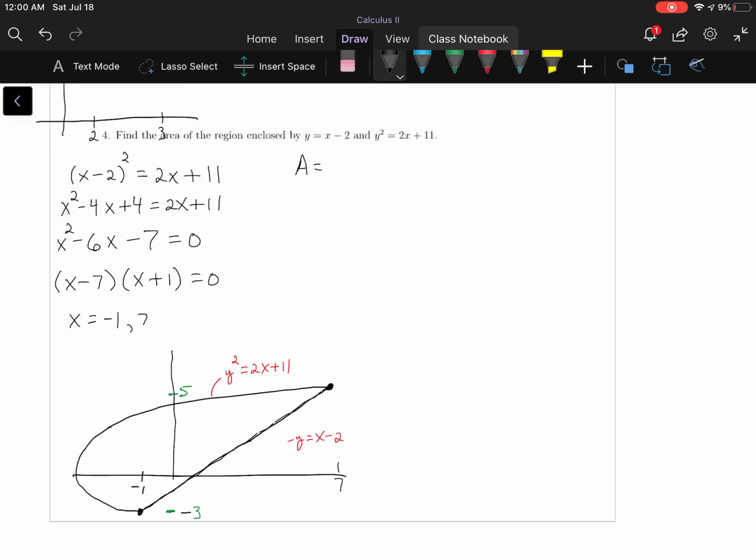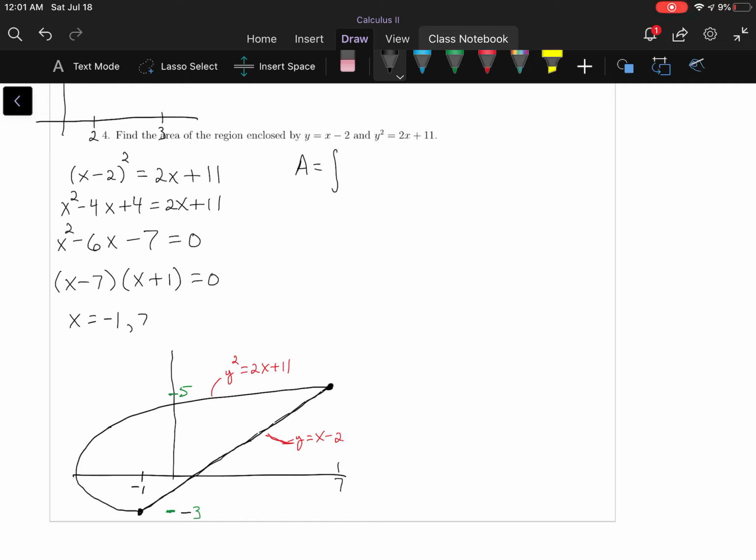I've got sketches of them in the bottom left here. The top function is the y squared one, and the bottom function is the y equals x minus 2. The y is not negative, even though it looks like a negative sign, but that is the bottom function here. This one is going to be easier to integrate right minus left. So that means I'm integrating with respect to y.